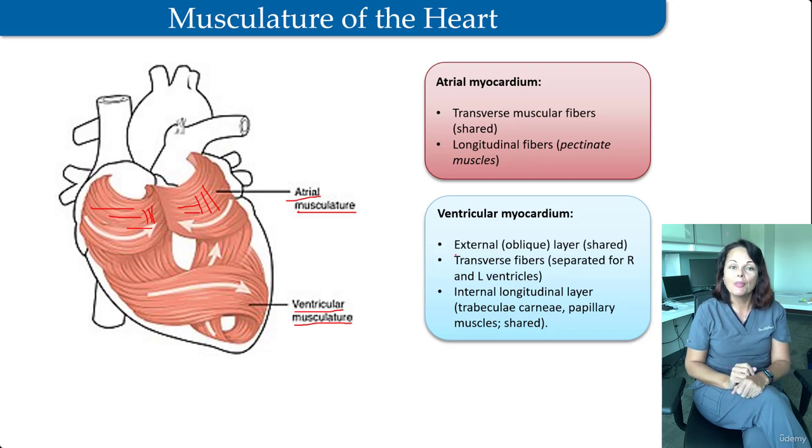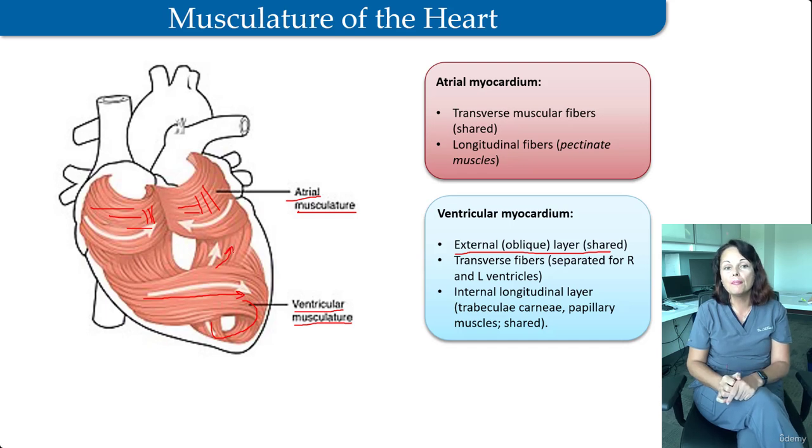The external oblique layer arises from the anterior portion of each fibrous ring. It runs slantwise inferiorly and leftwards to reach the apex. On reaching the apex, the fibers loop to form the vertex of the heart and become continuous with the internal longitudinal layer. The longitudinal layer gives rise to the trabeculae carneae and the papillary muscles. Both layers are shared by ventricles.